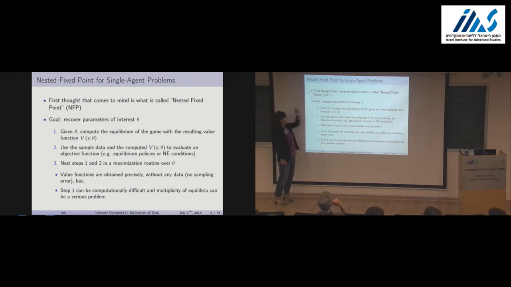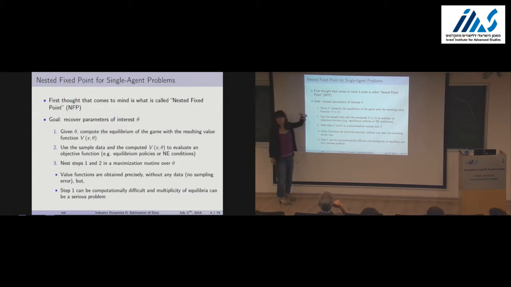So what would you do? You would say, guess a value for theta, compute the equilibrium of the game. We're going to get value functions which depend on the state and this particular guess that I had for parameters theta. Now use my sample and use this computed value function and plug this into some objective function. And a lot of this will become much clearer in a few minutes. But the idea would be solve the game, plug it into some objective function. And this could be, let's match the observed to the model implied equilibrium policies. So match observed entry to model implied entry into some moment conditions.